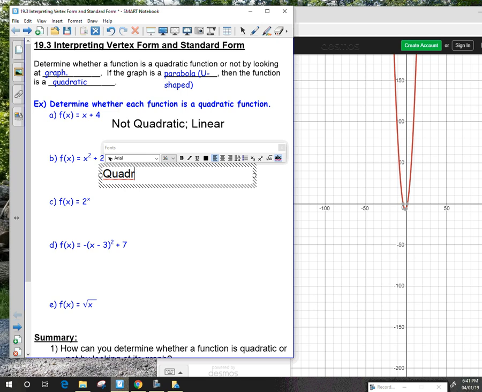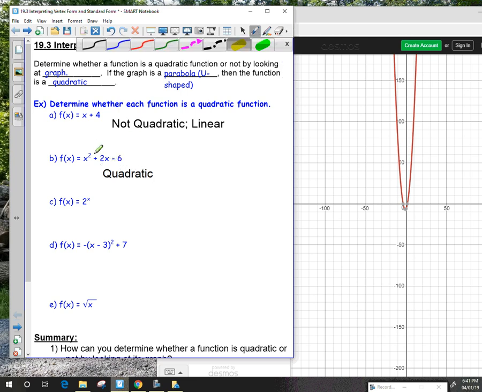Now, think about it for a minute. What part of that equation tells us this? Hopefully you saw it as I was typing it in. As soon as I typed in the x squared, you could see a parabola, that U-shaped graph. It changed a little when I entered the rest of it, the 2x minus 6, but as soon as I see that x squared, I know it's going to be quadratic.